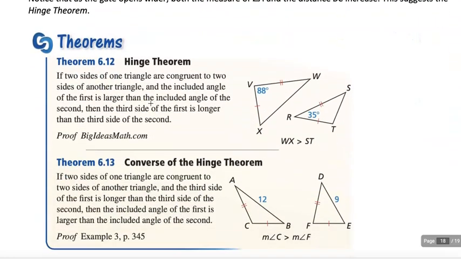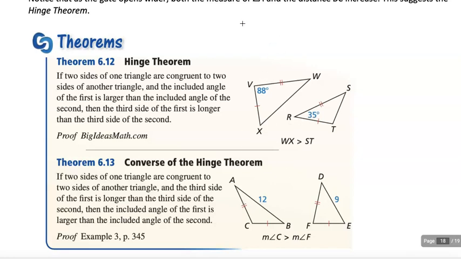This is called the hinge theorem. If two sides of one triangle are congruent to two sides of another triangle, and the included angle of the first is larger than the included angle of the second, then the third side of the first is larger than the third side of the second. Okay, so let's make sense of this. We've got some angles here and some numbers here.